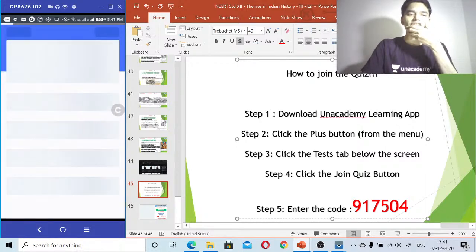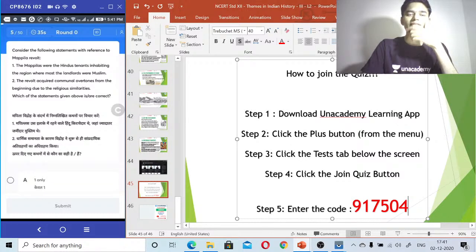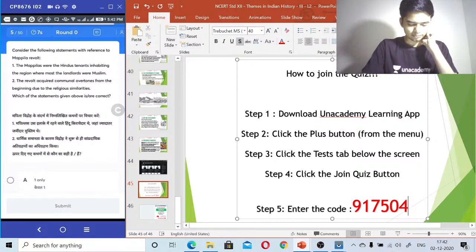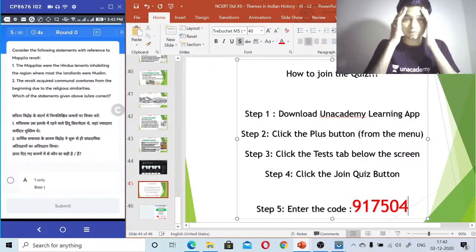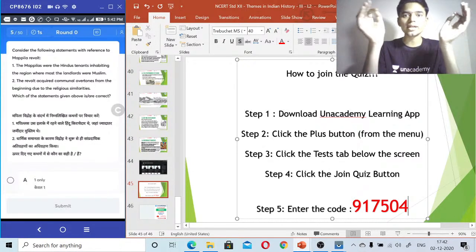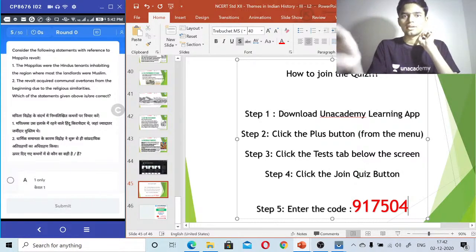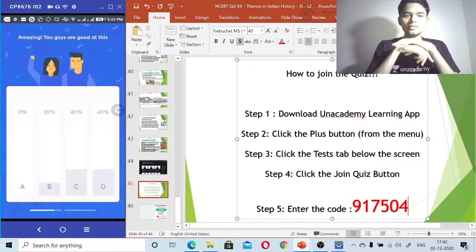Moving on to our fifth question. Consider the following statements with reference to Mopula Revolt. Very important. Mopula Revolt 2021 is basically the centenary anniversary of Mopula Revolution. So very important topic as well. 1. Mopulas were the Hindus inhabiting the region where most of the landlords were Muslims. 2. The revolt acquired communal overtones from the beginning due to the religious similarities. Choose the correct answer. Mopula Revolution is very important for UPSC, especially because we are celebrating 100 years of Mopula Revolution in 2021. Okay, so the correct answer is actually neither of the above. D is the correct answer.